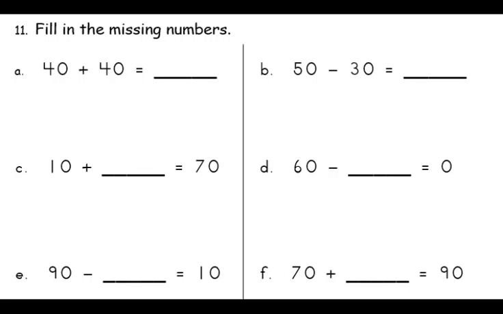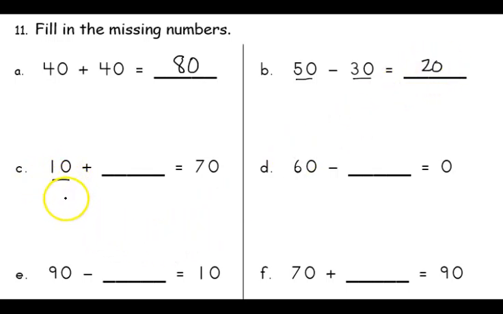And finally, we'll work through the same process using just numbers and no pictures. The first problem says 40 plus 40. Well, I have 4 groups of 10 plus another 4 groups of 10, which would be 8 groups of 10, or 80. Going across, I'm going to start with 50, or 5 groups of 10. I'll subtract 30, or 3 groups of 10, and that leaves me with 2 groups of 10, which is 20.